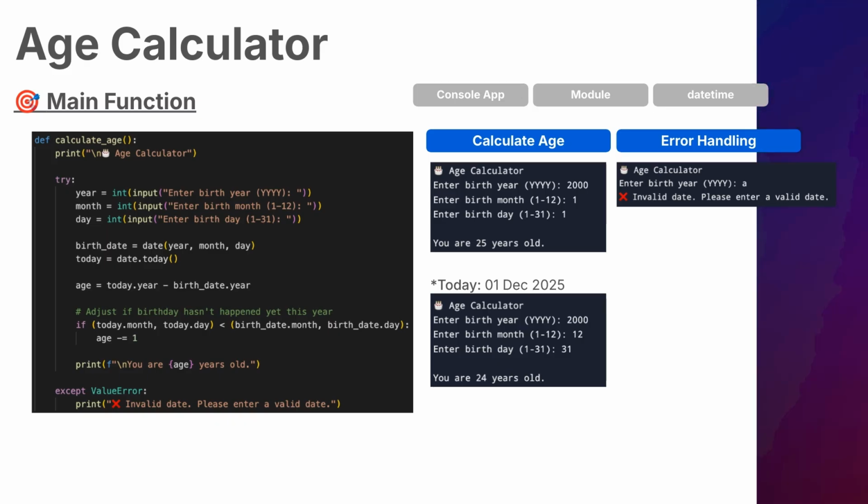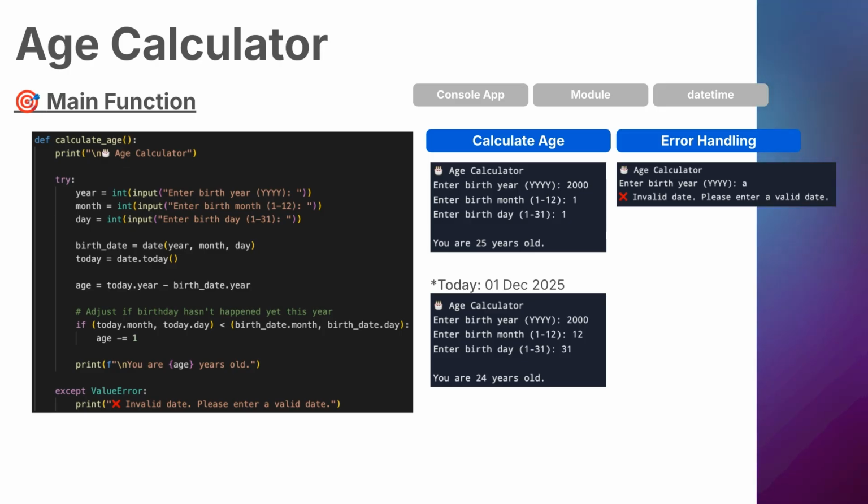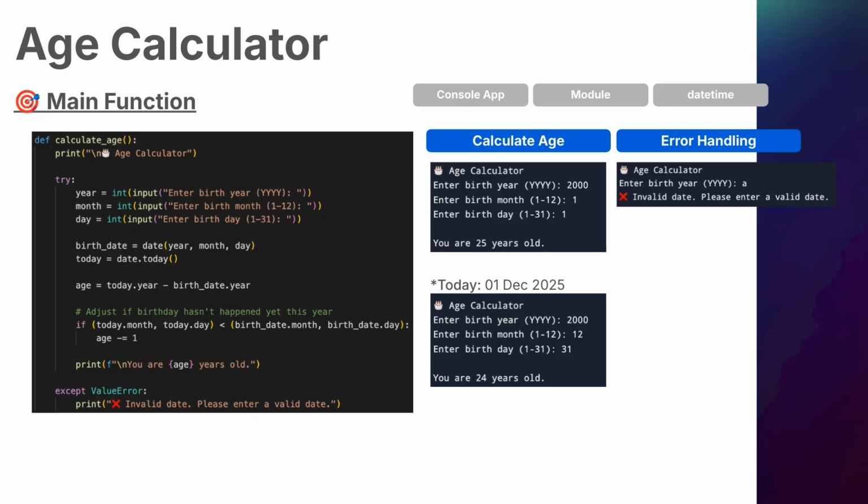But it does not stop there. The program also checks whether the birthday has already happened this year. If it has not, the age is adjusted by subtracting 1, which is what makes this calculator accurate instead of approximate. You can see this clearly in the examples on the right.